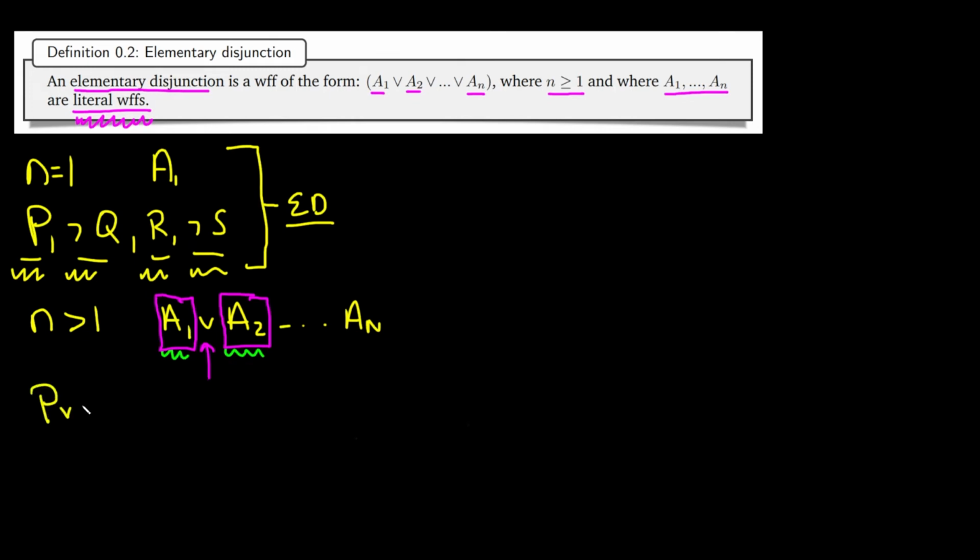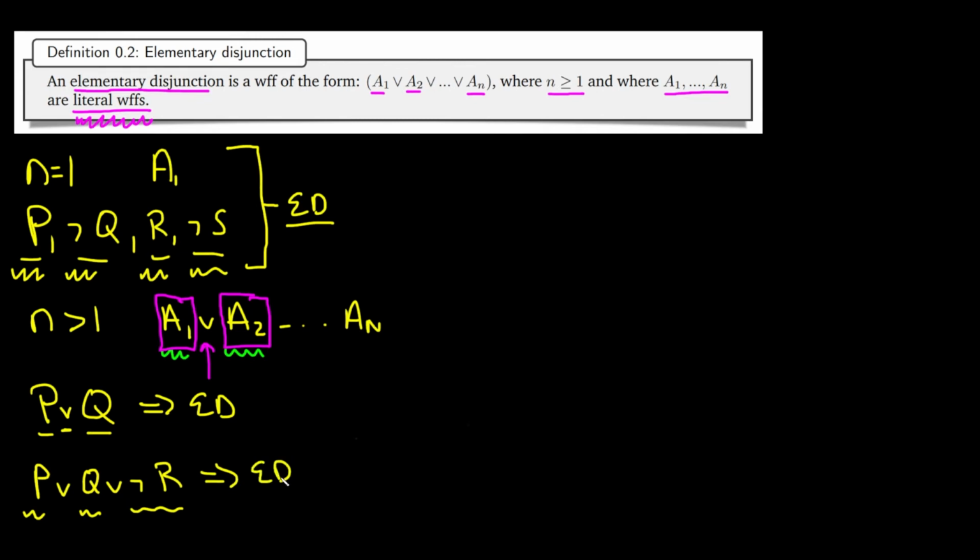So P or Q. Notice this has the form a sub 1 or a sub 2. It's a disjunction. And since each one of the disjuncts is a literal well-formed formula, this would be an elementary disjunction. Next, let's take a look at P or Q or not R. Notice again, this is a disjunction, and each one of the disjuncts is a literal well-formed formula. So this too would be an elementary disjunction.